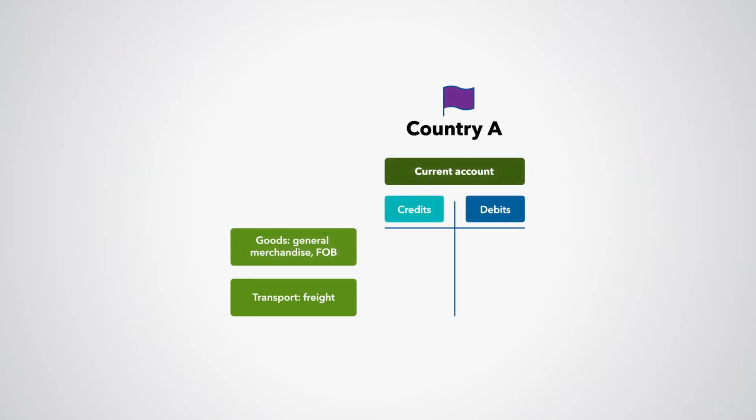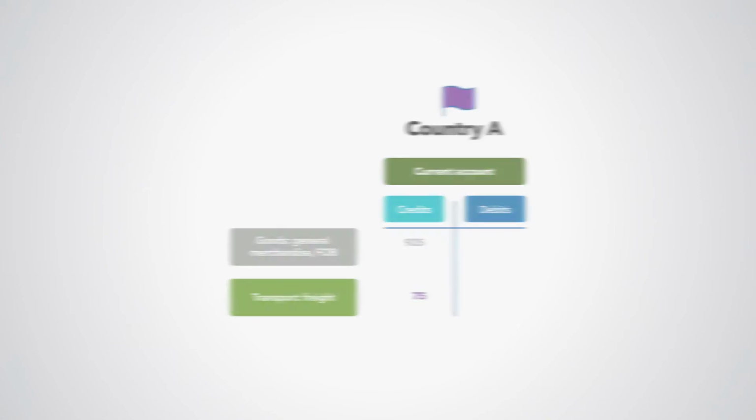The transactions in country A's balance of payments current account will be as follows. Goods, general merchandise FOB, 925 credit, and transport freight, 75 credit.